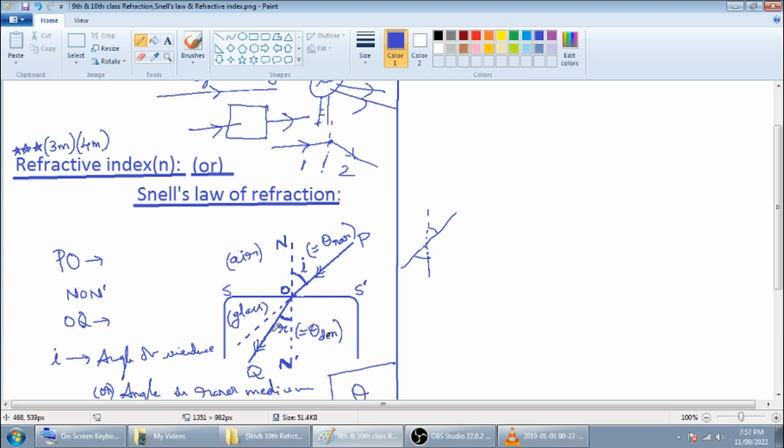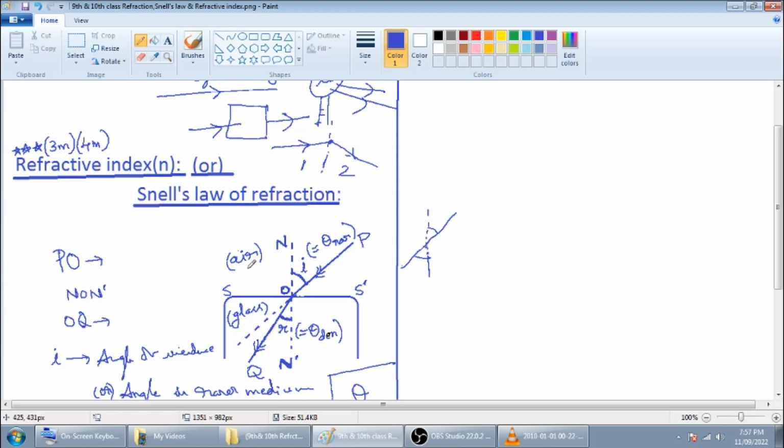Speed and velocity are almost the same, but for velocity, direction is considered, as it is a vector quantity. Direction is present for velocity. For speed, direction is not considered, it has only value or magnitude. What is the magnitude of velocity of light here? In glass, 2 into 10 power 8 meters per second. Speed and velocity only the magnitude will be the same, but for velocity one extra property will be there, direction also.